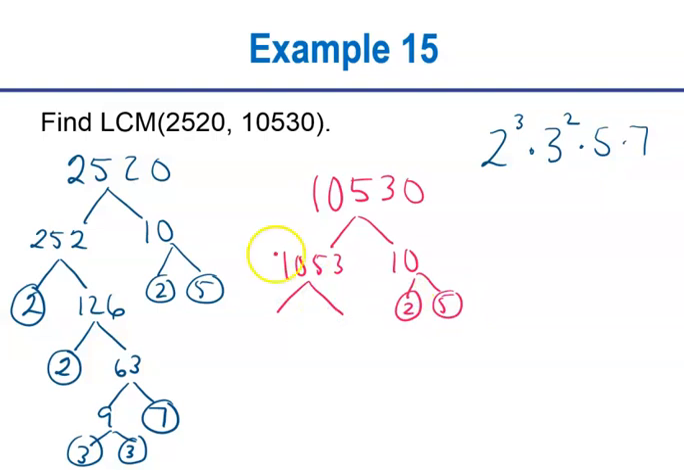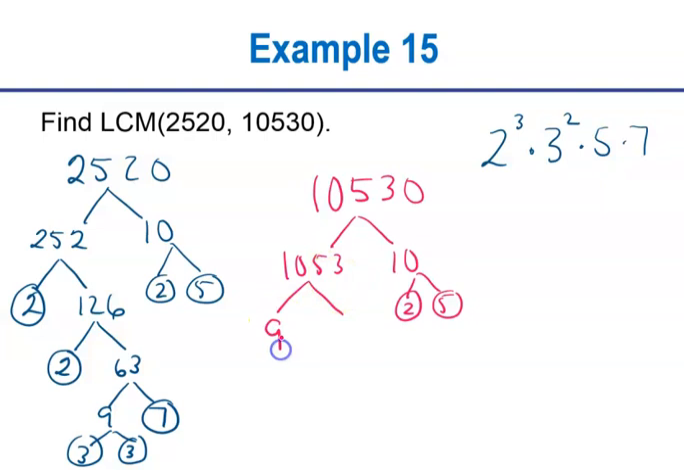Now, I know 2 does not divide into 1,053. But does 3? Well, we know it does, right? The divisibility test tells us that if we add each of the digits, 1 plus 0 plus 5 plus 3, and you get another number divisible by 3, then this number, 1,053, is also divisible by 3. And 1 plus 5 plus 3 gives me 9. As a matter of fact, it's divisible by 9.